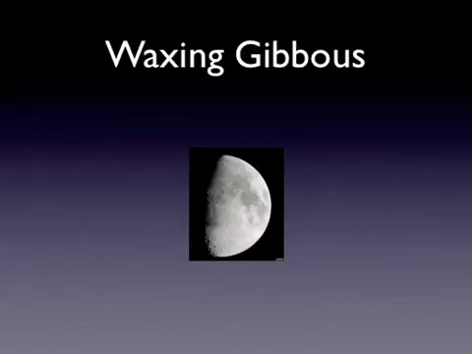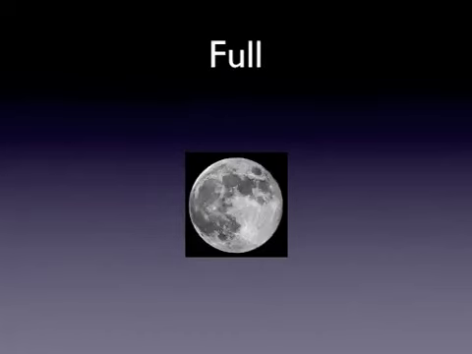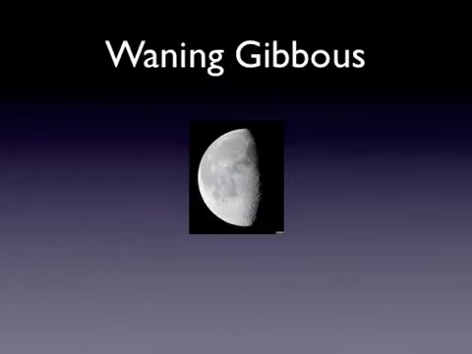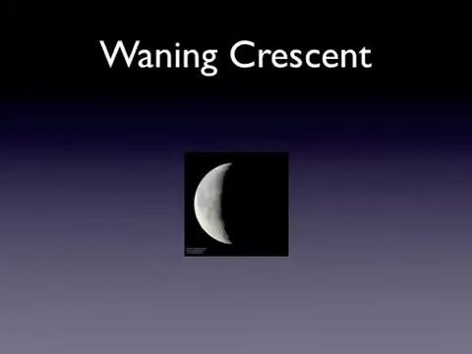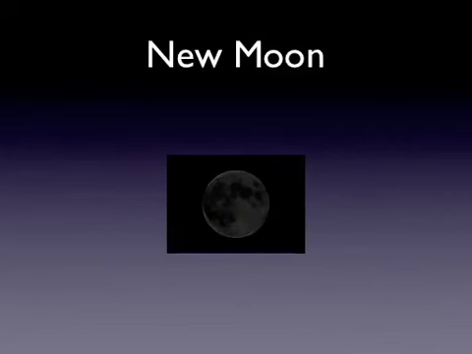Waxing gibbous. Waxing gibbous turns into a full moon. So the full moon is when we see the entire moon. It's reflecting all of the sun's rays. Waning gibbous, so we're starting to lose illumination here. The third quarter is when 3/4 of the lunar cycle has been completed. Waning crescent, and we're back to the beginning, which is new moon.